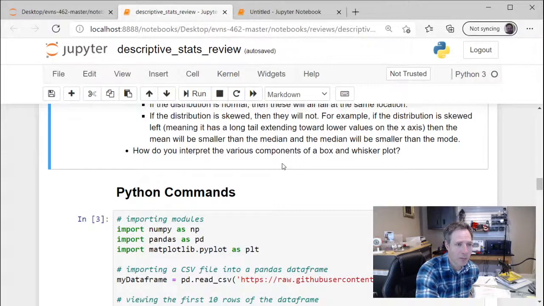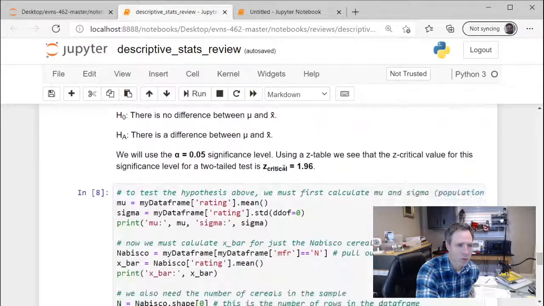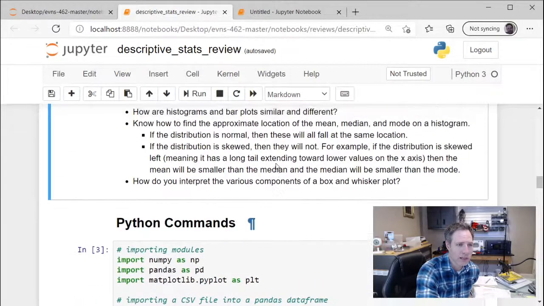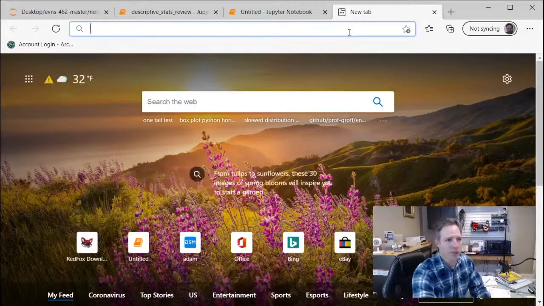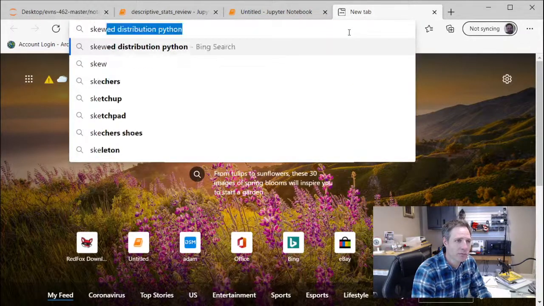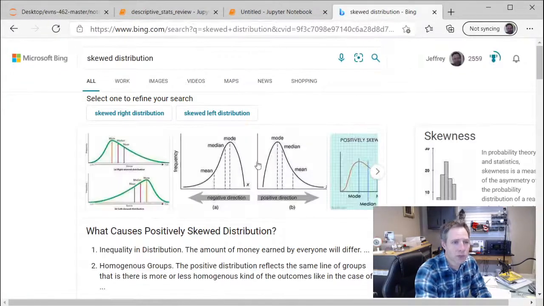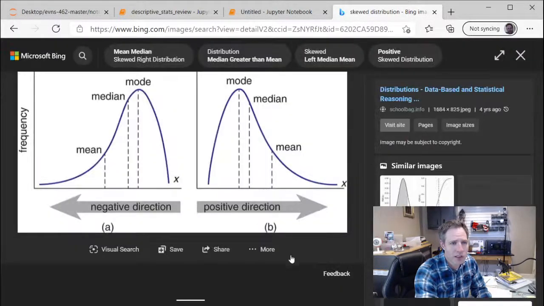Okay, what about box and whisker plots? Why don't we look at some images of actual examples here. So here, this is pretty good.